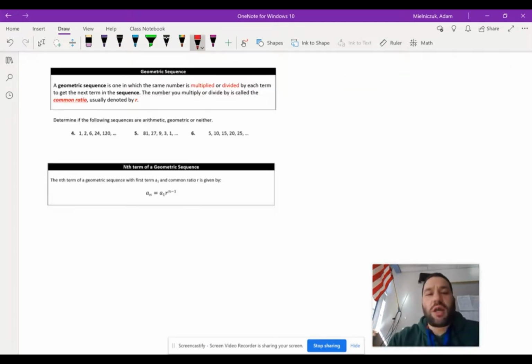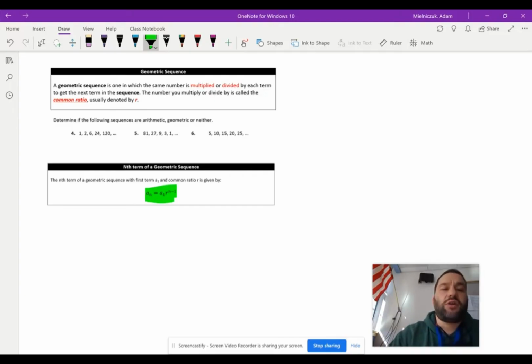All right, so the other type of sequence we're going to be learning about is geometric sequences. So a geometric sequence is one in which the same number is multiplied or divided by each term to get the next term in the sequence. The number you multiply or divide by is called the common ratio, usually denoted by r. And the equation we need to know for this one is a sub n is equal to our first term times our common ratio to the n minus 1 power.